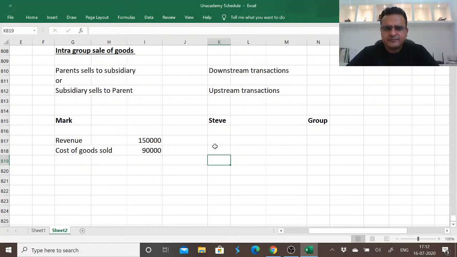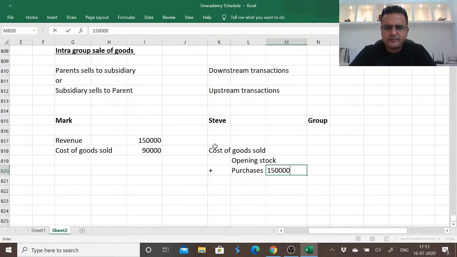Steve purchased them. Steve has included them as part of the cost of goods sold. Cost of goods sold is made up of opening stock plus purchases, and purchased goods worth 1,50,000, less closing stock.